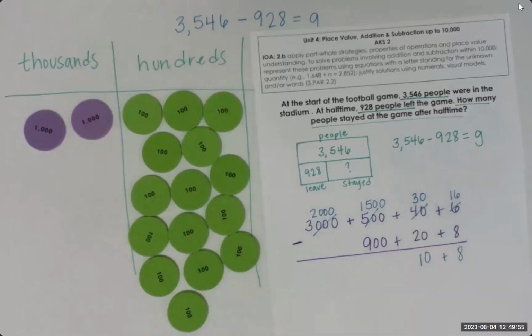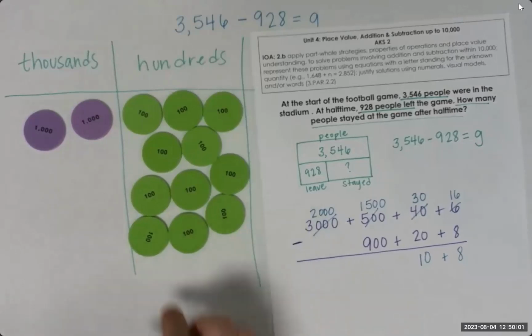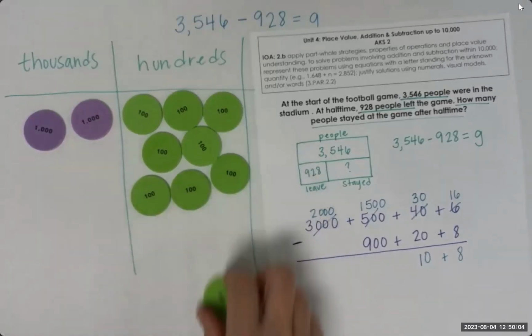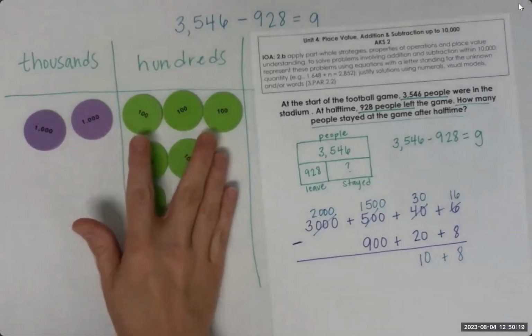So now that I have my 1,500, I can subtract my 900. 1, 2, 3, 4, 5, 6, 7, 8, 900. So I did count single digits, but I was counting hundreds. I count 100, 200, 300, 400, 500, 600, 700, 800, 900. I subtracted my 900s.